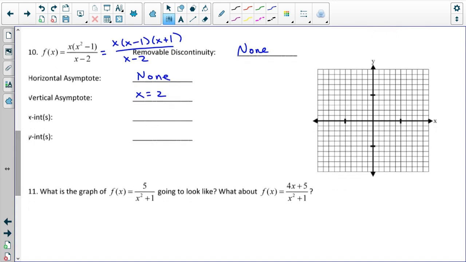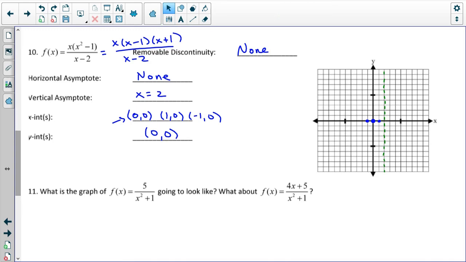My x-intercepts are going to be at x equals 0, 1, and negative 1. I should write those as points. So (0, 0), (1, 0), and (-1, 0). My y-intercept is going to be, if I substitute 0 in, I once again don't have one because, or I'm sorry, I do have one. It is at (0, 0) because I already knew that. So now I'm going to start plotting points on the graph. (0, 0), (1, 0), (-1, 0), and then I have a vertical asymptote at x equals 2, and I don't have a horizontal asymptote.